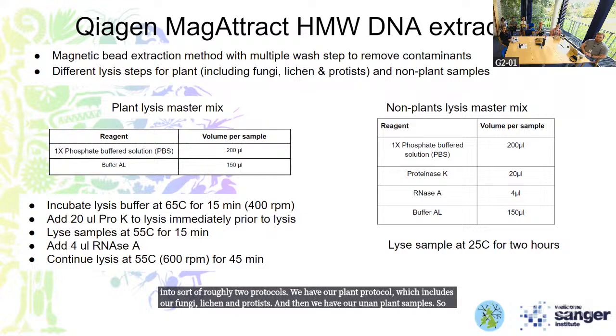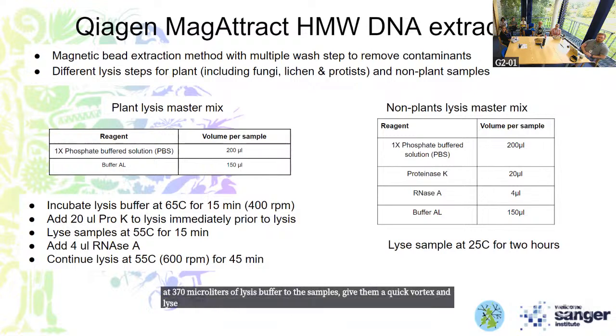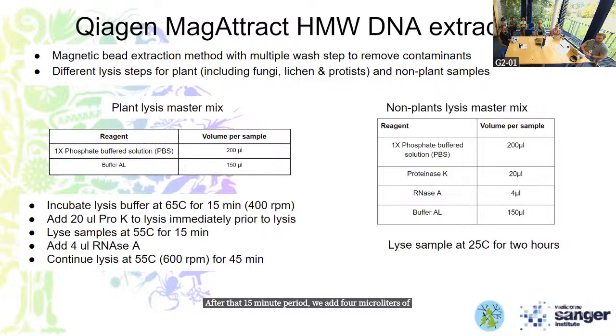I've got 2 tables up on the slide, which show our different lysis master mix for both of these extraction types. For the plant lysis, we have per sample 200 microliters of 1x PBS and 150 microliters of buffer AL, which are mixed together and incubated at 65 degrees for 15 minutes at 400 RPM. Immediately prior to lysis, we add 20 microliters of proteinase K for each sample, swirl the mixture around, and then add 370 microliters of lysis buffer to the samples, give them a quick vortex, and lyse them at 55 degrees for 15 minutes. After that 15-minute period, we add 4 microliters of RNase A, and then continue lysis for a further 45 minutes.